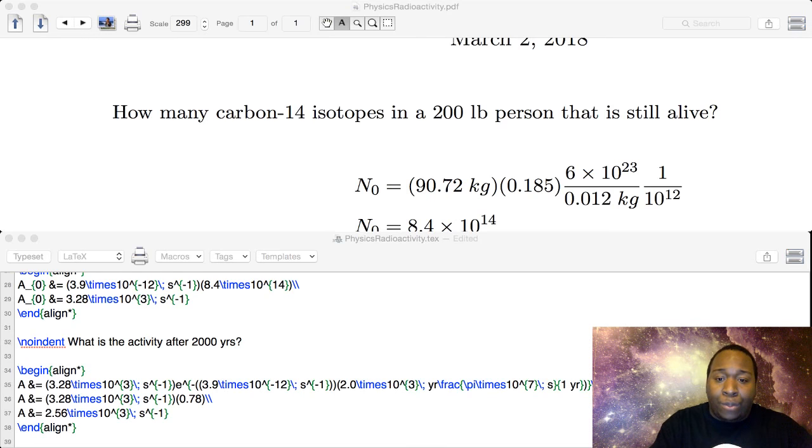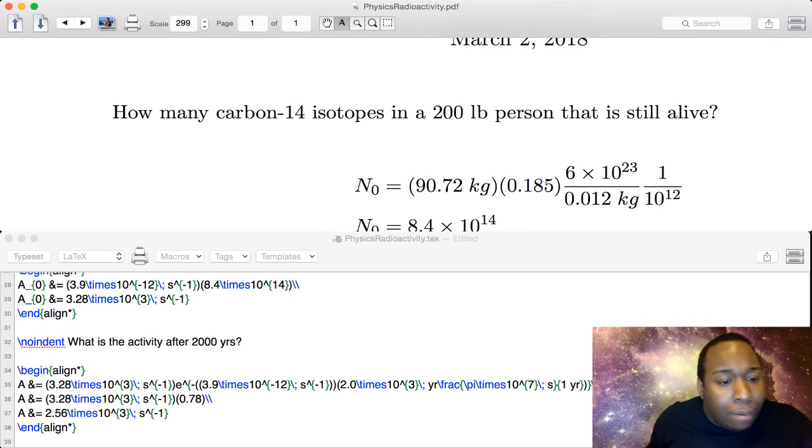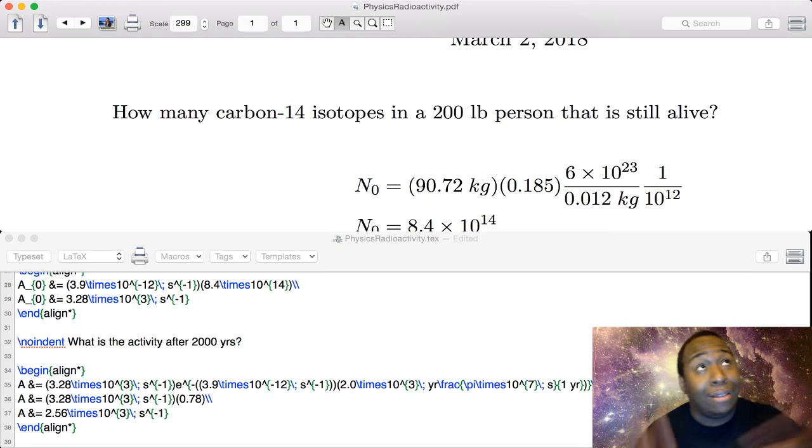But let me explain what I was attempting to do initially, though. Okay, is that the more exact value? I think that's the more exact value. But initially, what I wanted to do was compare the amount of elapsed time that it would take to get to an activity of 1 decay per second to the amount of time for all the carbon 14 isotopes to decay to such an amount that we only have one carbon 14 atom left.